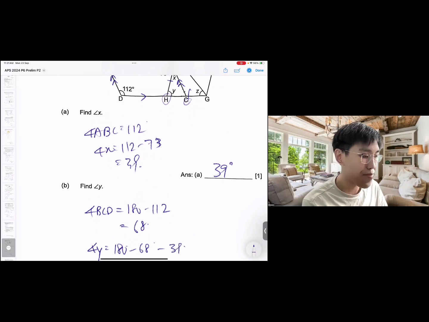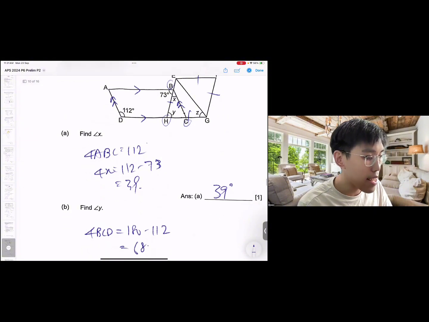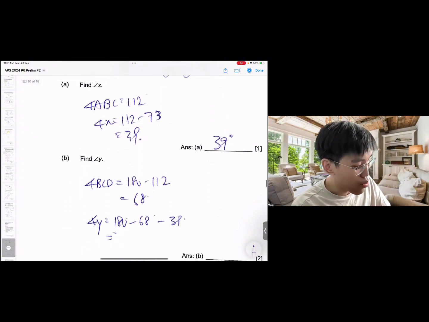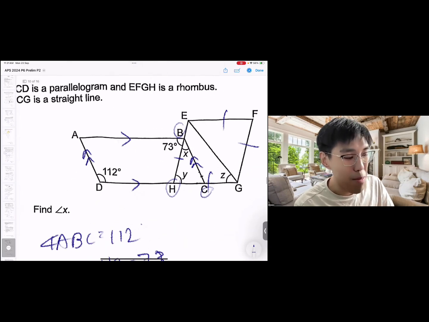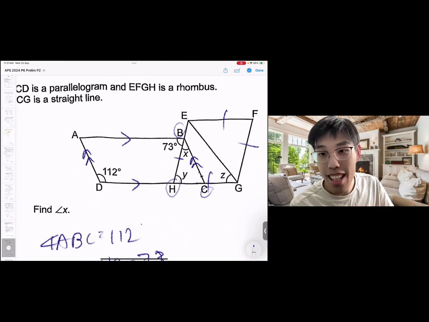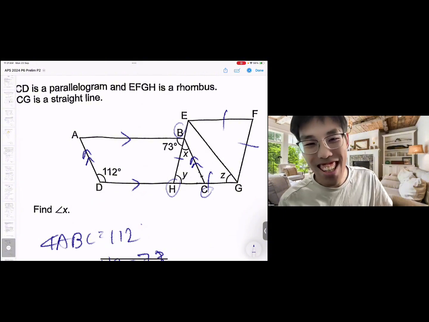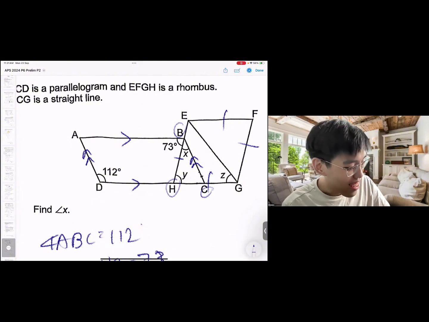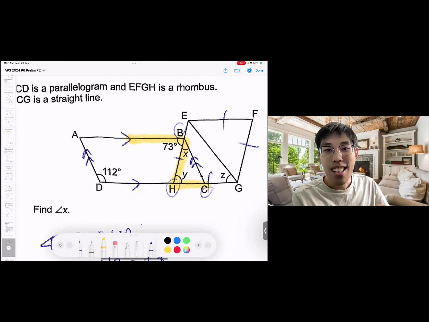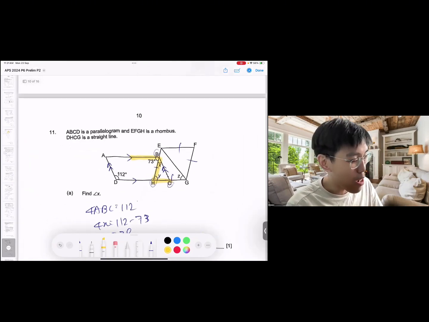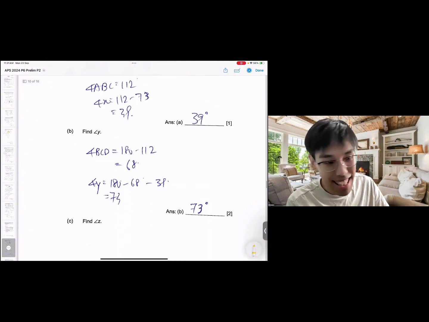At the same time, we can also straight away say it's 73 as well. Technically, you don't need to do workings, because AB is parallel to CD, so it's an alternate angle. You can see a Z shape there. Let me just highlight this. It's a Z like that. So 73 is y. Also can. But of course, through workings, you'll be able to justify it better.